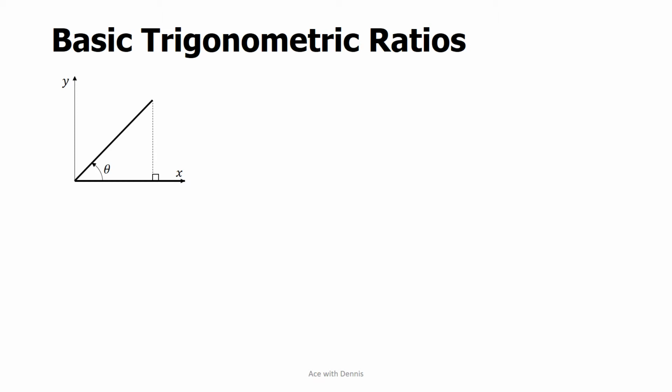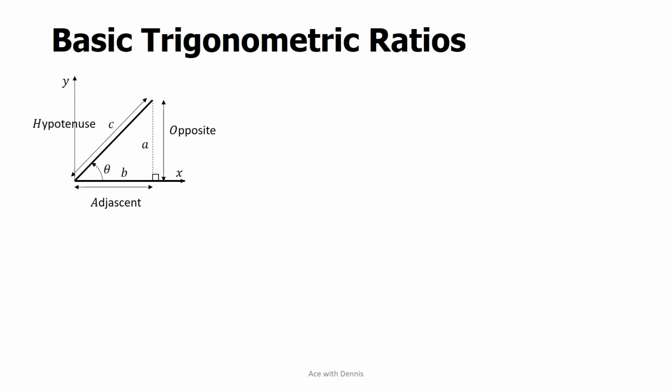Now, from this right angle triangle, we can label the sides. Let's say this side is the opposite side of the angle theta, and we label it as A. This side is the adjacent side because it is near to the angle theta, and we label it as B. This side is the longest side, and it is called the hypotenuse. We can label it as C.